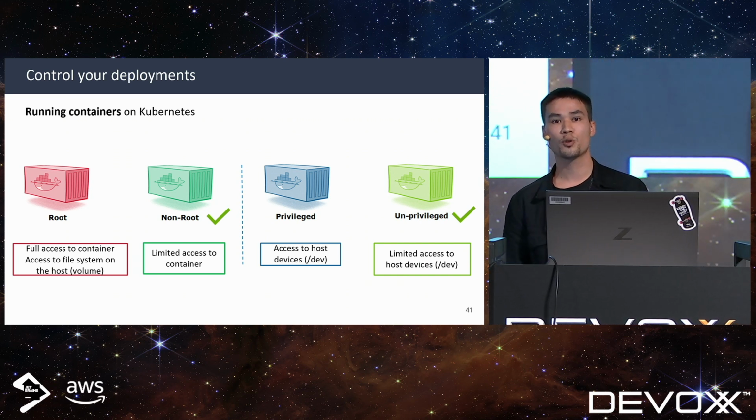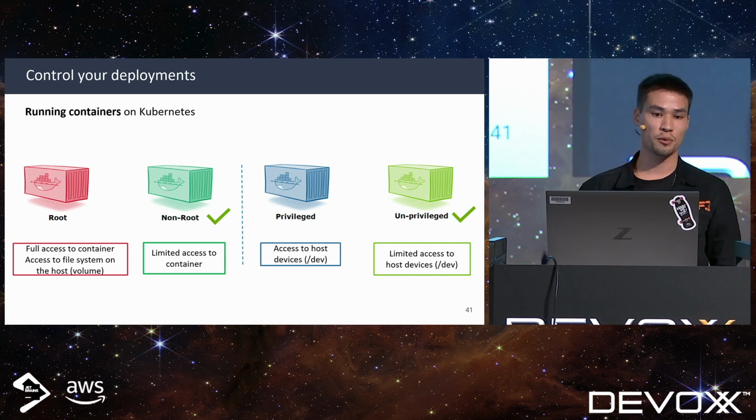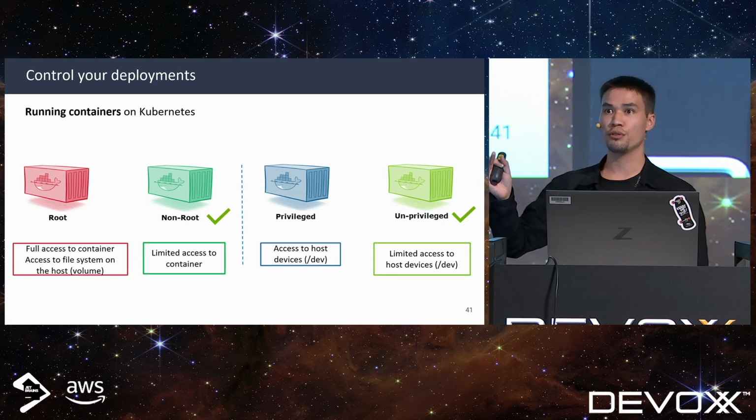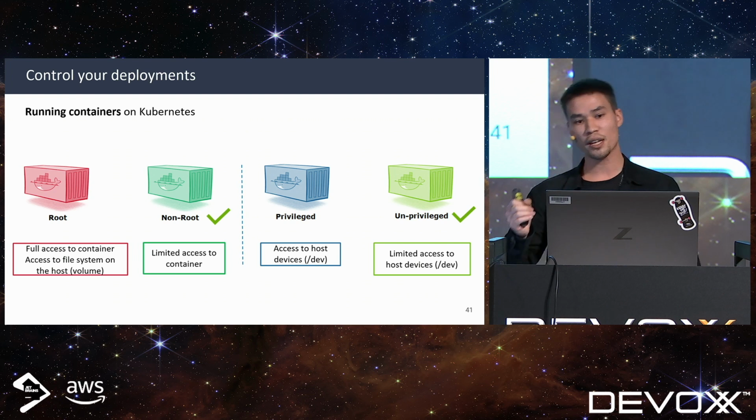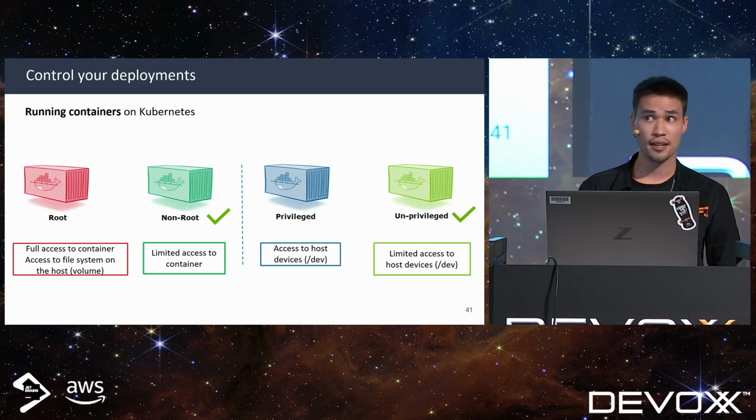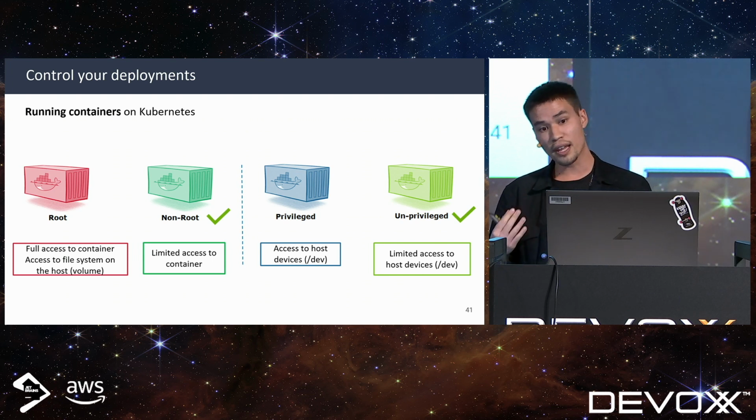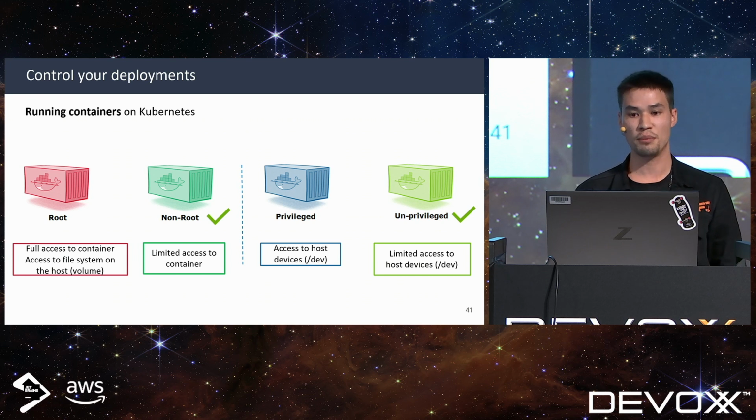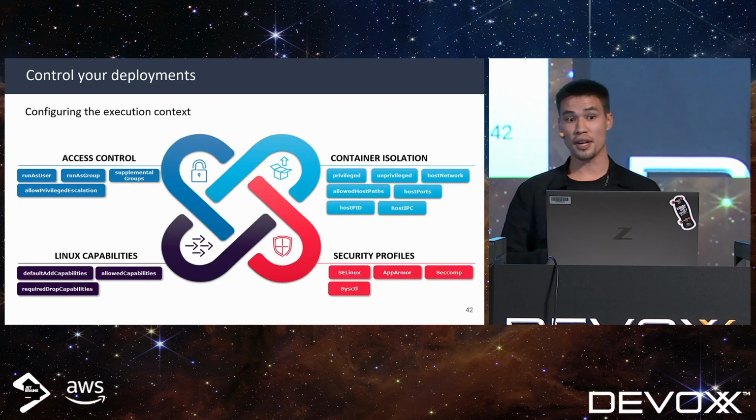When we run containers on Kubernetes, like in every system, we have the ability to run them as root, non-root, privileged, or unprivileged. And of course, what we would like to do is to run containers as non-root because they provide limited access to the container. And we would like to run them as unprivileged as well. Right? Seems pretty basic. How can we do that?